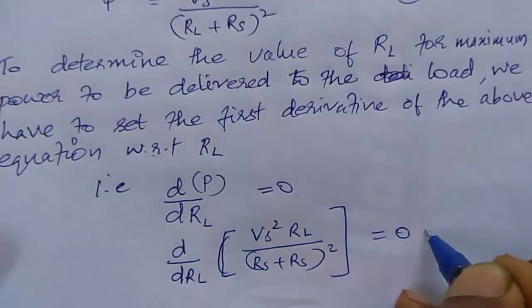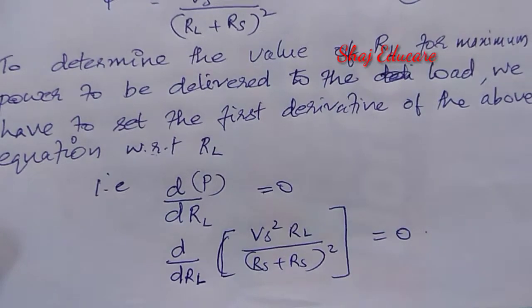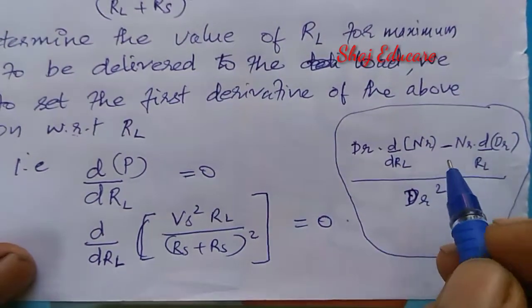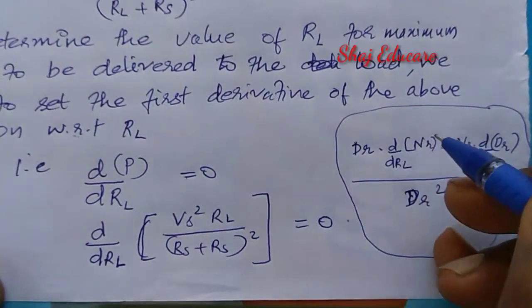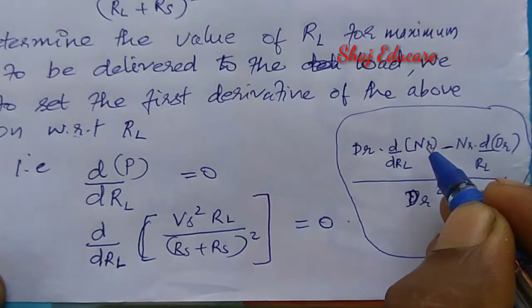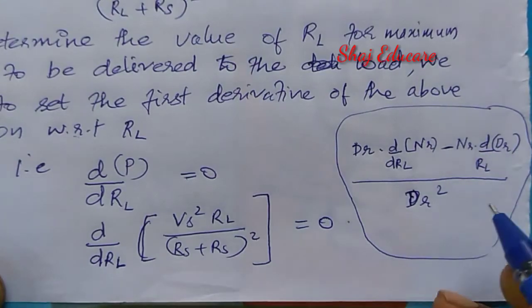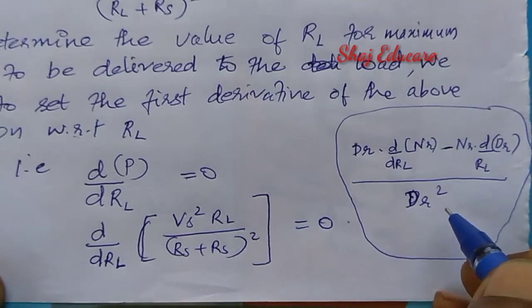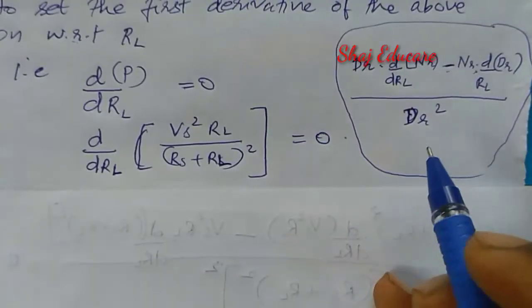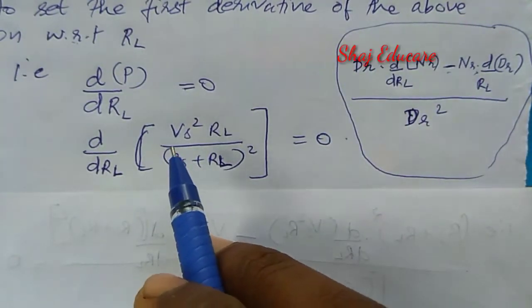Okay, in order to solve this one, we need to know the quotient rule of differentiation. Simply speaking, this is the quotient rule: denominator into derivative of numerator minus numerator into derivative of denominator, all divided by denominator the whole square. Now let us apply the quotient rule of differentiation in this equation.